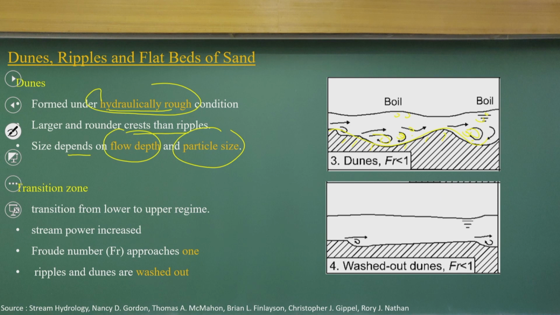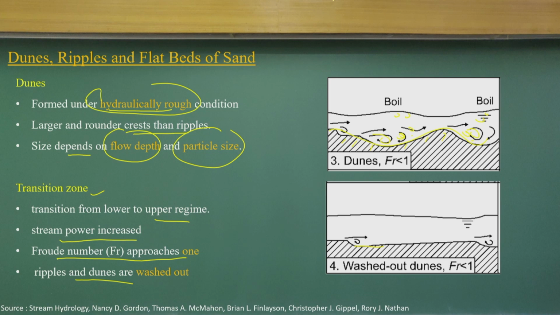If you further increase it, and the flow Froude number comes closer to 1, then these dunes will be washed out. There will be a transitional zone from the lower to the upper regime as the stream power increases. When the Froude number is close to 1, the ripples and dunes will be washed out, and again it will become a plane surface.